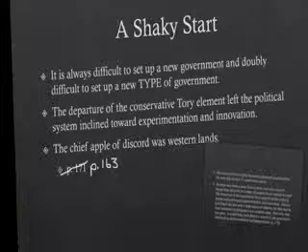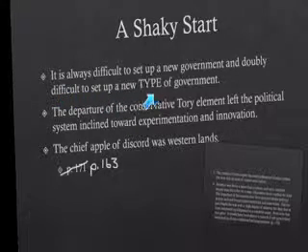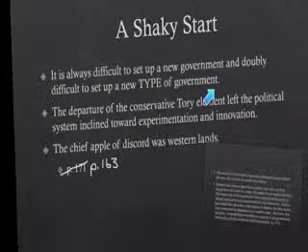So Chapter 9, we're starting off with this idea of a shaky start. The Revolutionary War is over. Now what? And a couple of quotes out of the book. It's always difficult to set up a new government, and doubly difficult to set up a new type of government. This democracy is a new type, a new form of government.